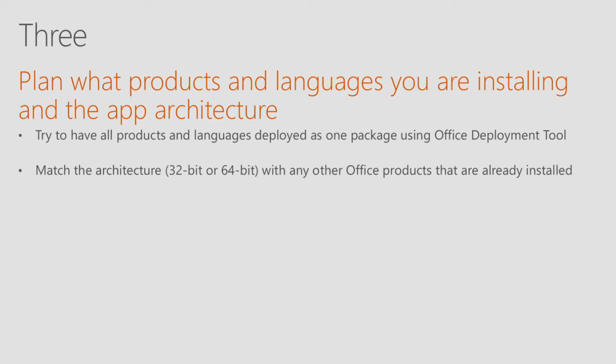Of course, you want to match the architecture. So if you're going to leave some legacy programs behind that may be 32-bit, then of course your installation for the new product has to be 32-bit, or vice versa. So you cannot mix the bitness or the architecture of 32 versus 64-bit.